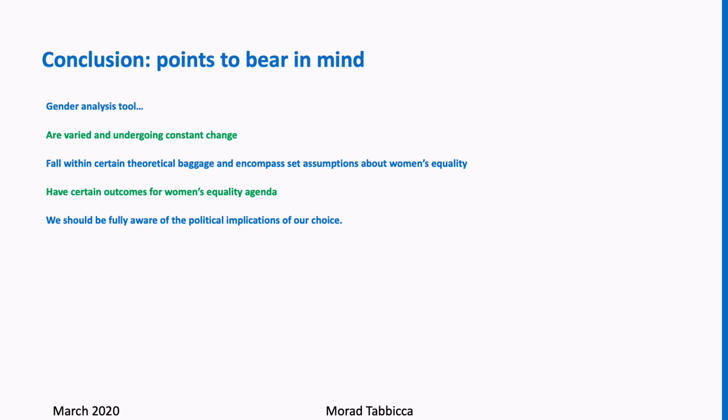So finally, gender analysis tools are varied and they undergo constant change. Existing gender analysis tools undergo revisions and new tools are developed frequently. Each gender analysis tool comes with certain ideological and theoretical assumptions about women's equality. So one must be careful in selecting the tool he or she uses because different tools produce different outcomes for women's attainment of equality.